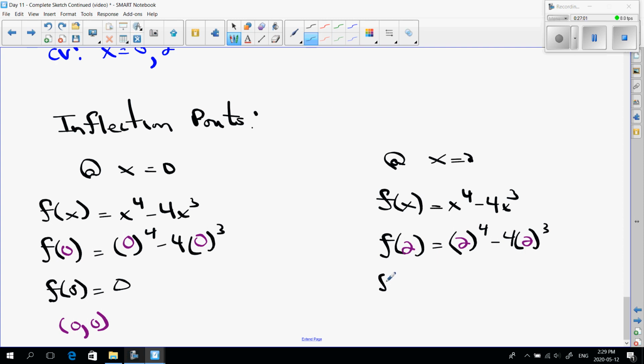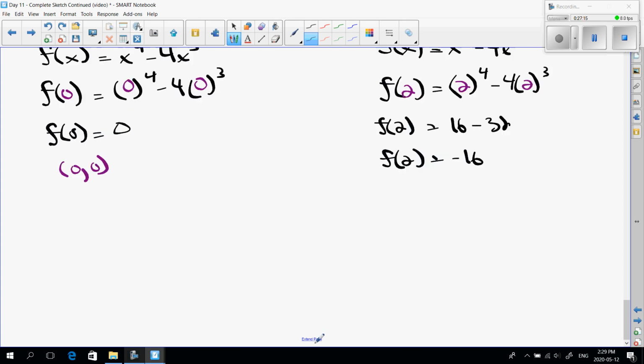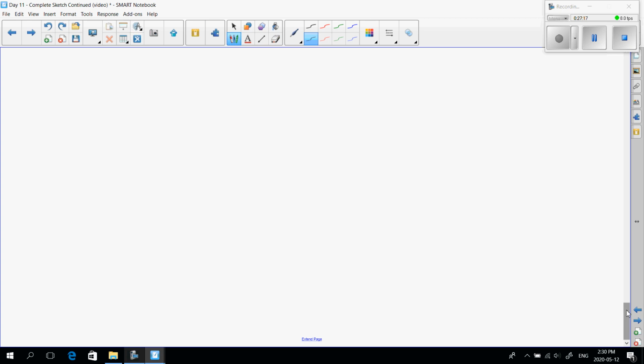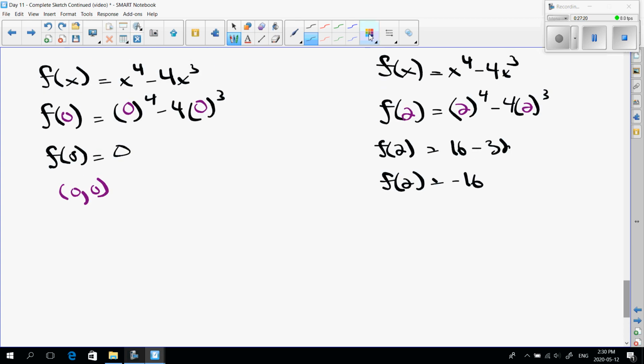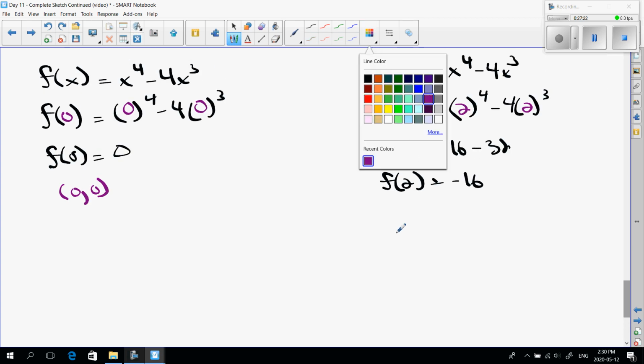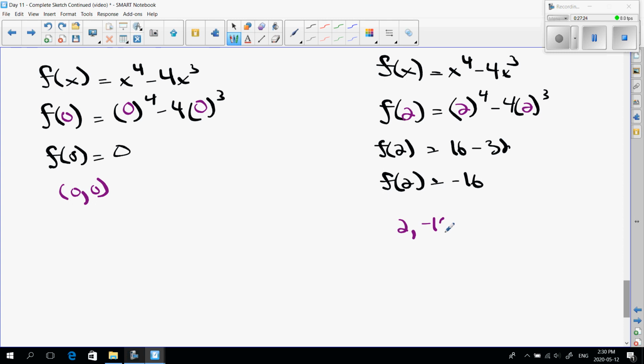And f at 2 is going to equal 16, 2 to the 4th. 2 cubed is 8, times 4 is 32. So f at 2, 16 minus 32 is negative 16. So I have an inflection point, or another inflection point at 2, negative 16.